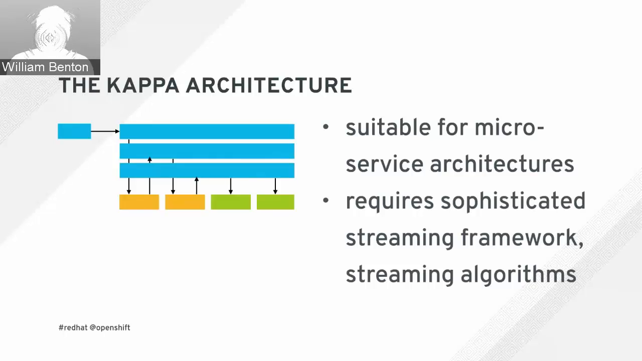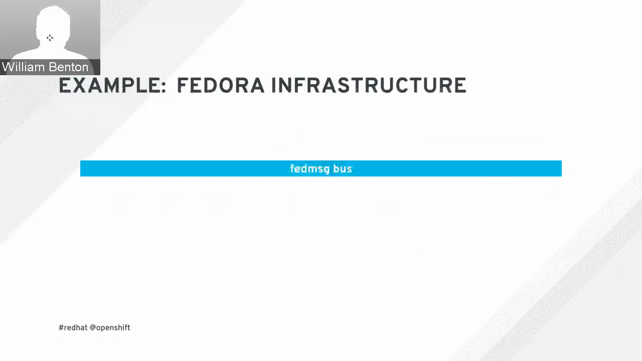implement than batch algorithms. A really cool example of the Kappa architecture at work is the infrastructure for the Fedora project. So Fedora is a Linux distribution. There are a lot of moving parts in maintaining a Linux distribution that need to communicate. Coupling them all tightly together wasn't the right solution for Fedora. It was unsustainable. So the mechanism that ties all of these components together is a message bus.